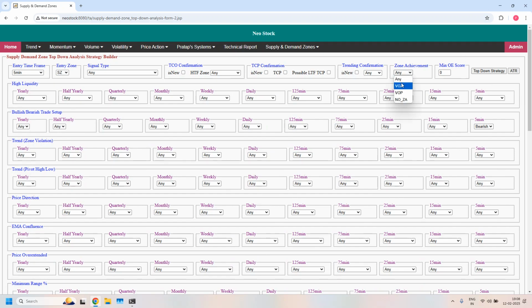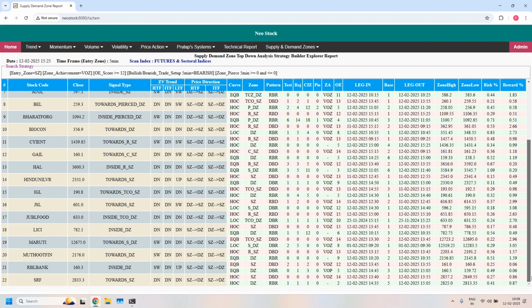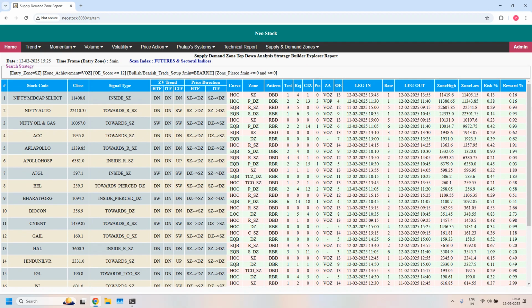Zone achievement violated opposing zone. Minimum odd enhance score 12. All three filters are applied to 5 minute supply zone. Now we got 22 stocks. These 22 stocks are supporting bullish trade setup for hourly income trade.